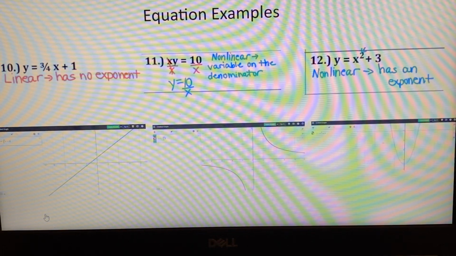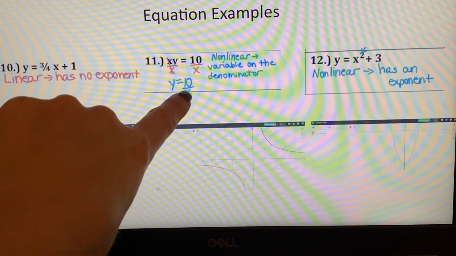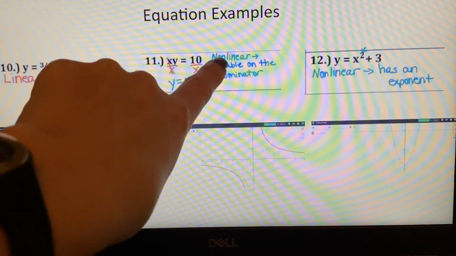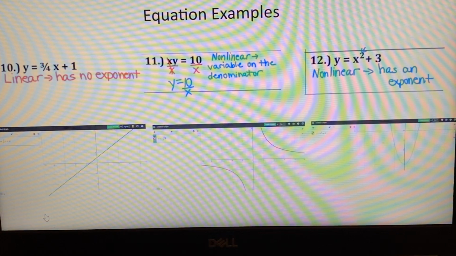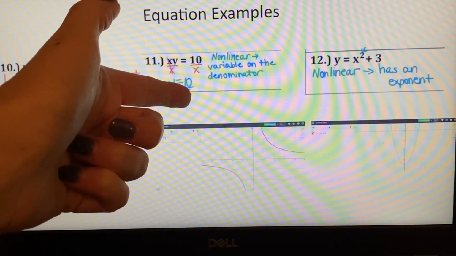Now, this is something you're just going to have to remember, that if you have a variable in the denominator, that is nonlinear. We do not want a variable in the denominator, okay? Because what that means is this is division, and we do not want division with the variable in the denominator.